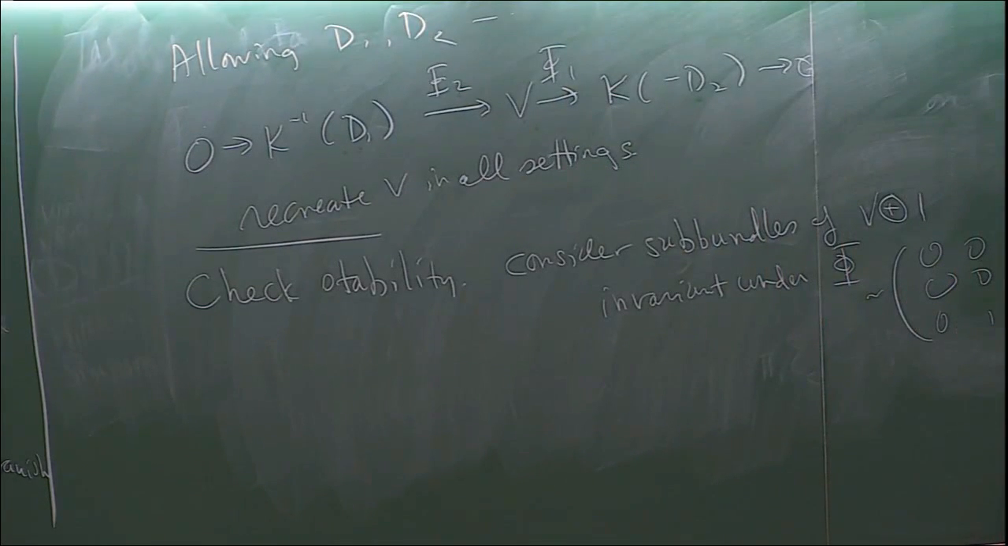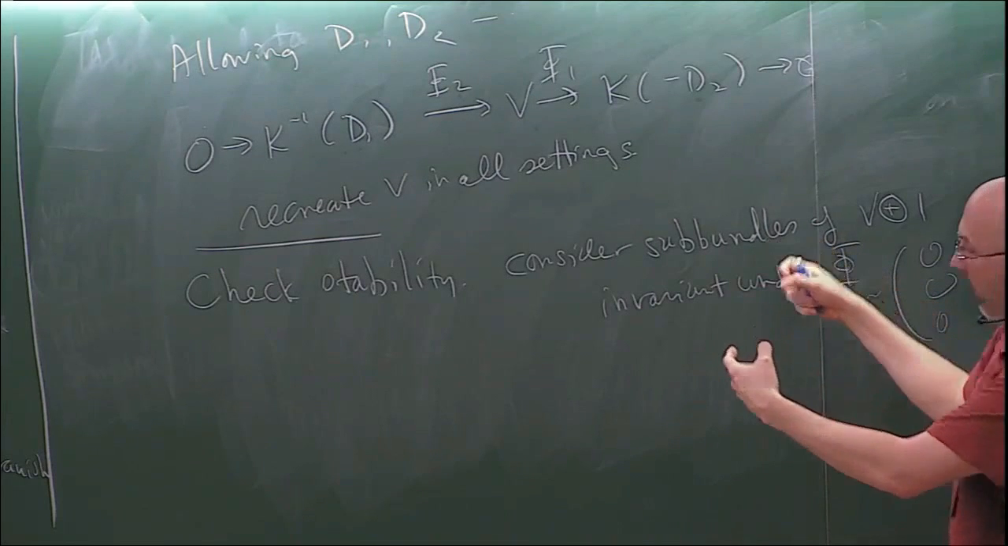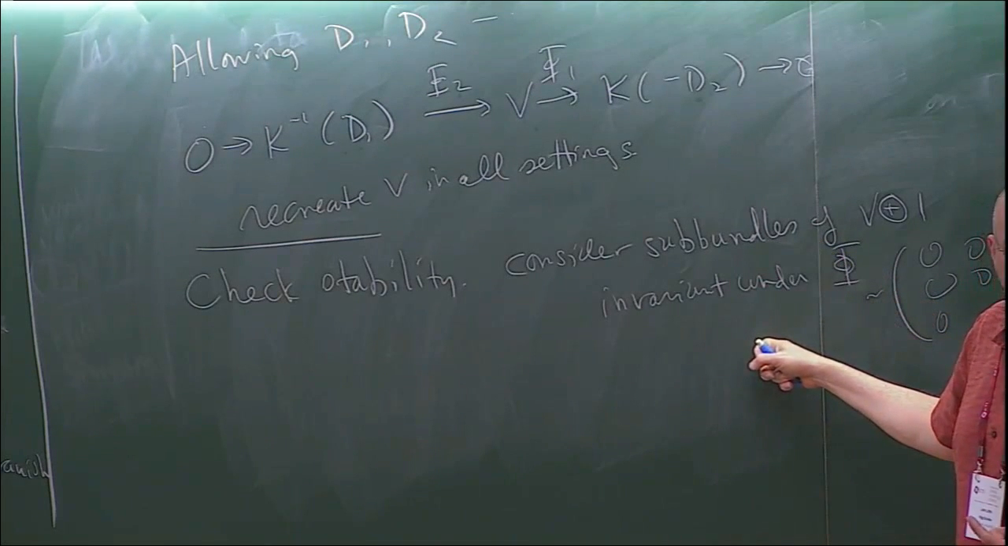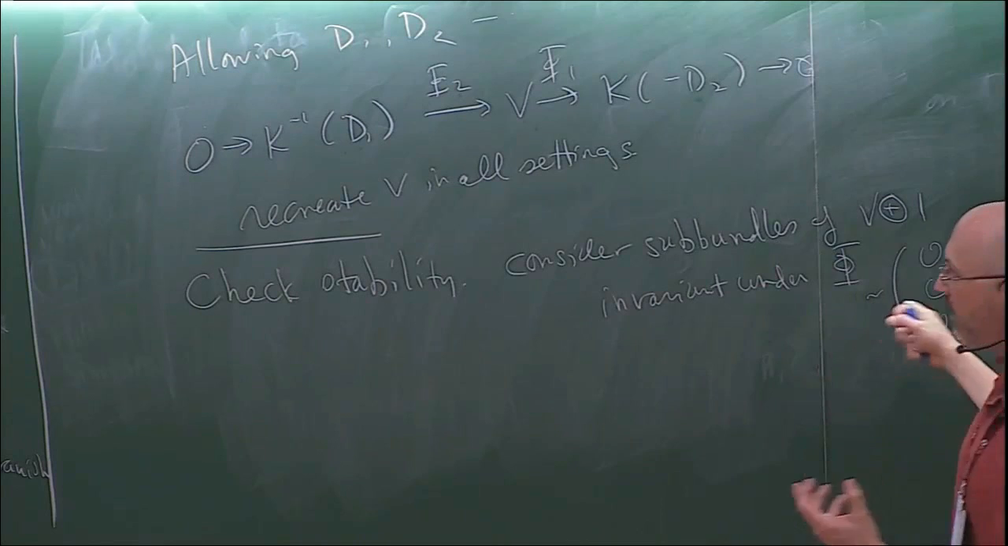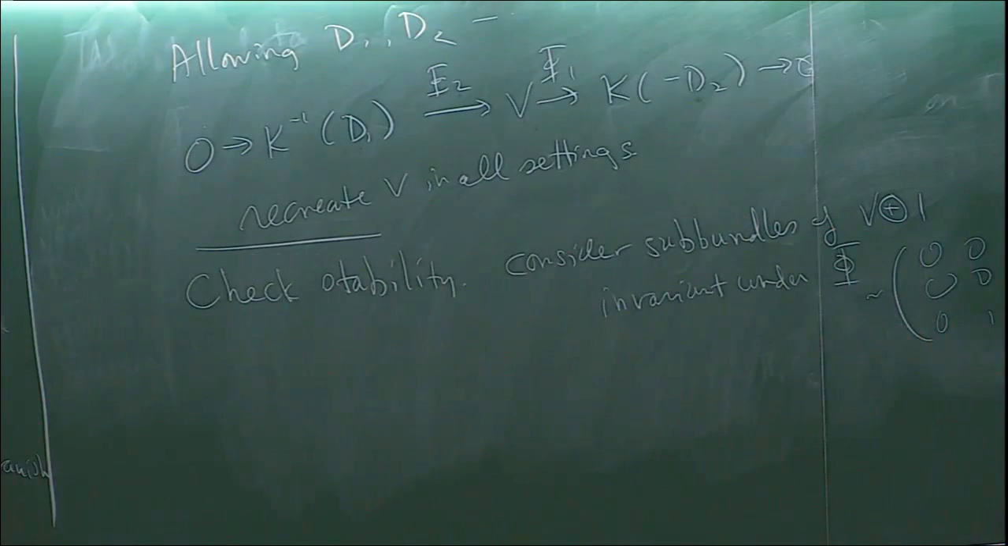And so in particular, you can write down all of the subbundles here that are invariant, and you can just check them. And the slope stability condition, you can compute all their degrees. The slope stability condition is just this. These are the conditions, right? And okay, so that's essentially the proof of the theorem.